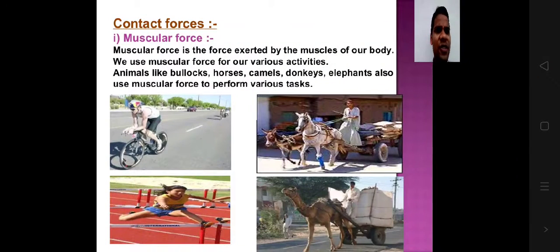Now coming to contact forces, the first thing is muscular force. Muscular force is exerted by the muscles of our body, and we use muscular force to do many activities in our daily life. Like you drink water, you lift the bottle, you move a chair, whatever you're trying to move around, it's all with your muscular force. Animals like bullocks pulling carts, horses, camels, etc., are all using their muscular force. You can see the examples down here. So this is all about muscular force.